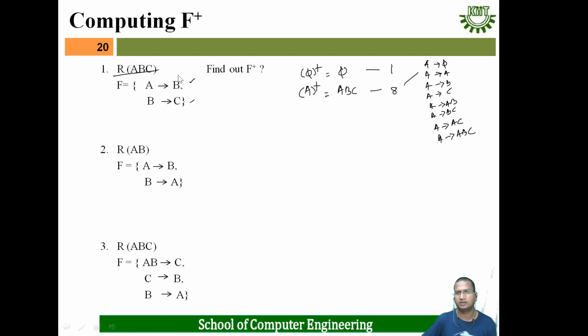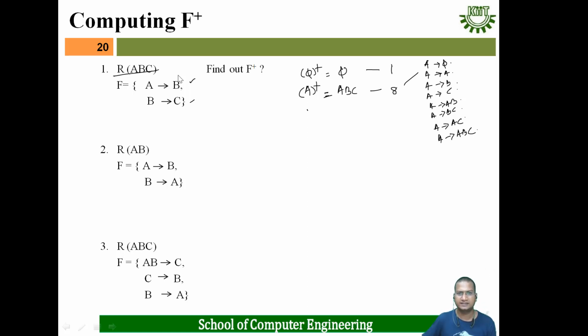How many functional dependencies are there? 1, 2, 3, 4, 5, 6, 7, 8. That's why I have written 8. That means when you take closure of one attribute and you take some attributes here, if 3 attributes are there, then 2 to the power 3, equal to 8 functional dependencies, can be possible.